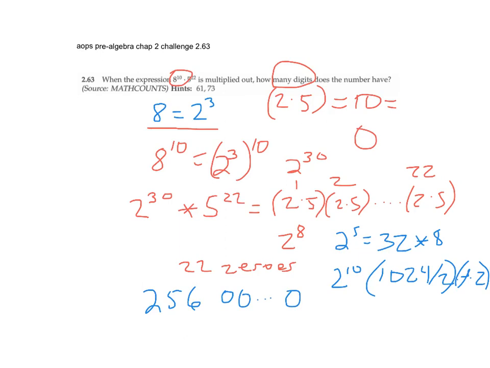So altogether, how many digits do you have? So you should have 22 plus 3, 25 digits. Okay, so just remember, make 2s and 5s together. They are zeros. That helps you to count the digits.